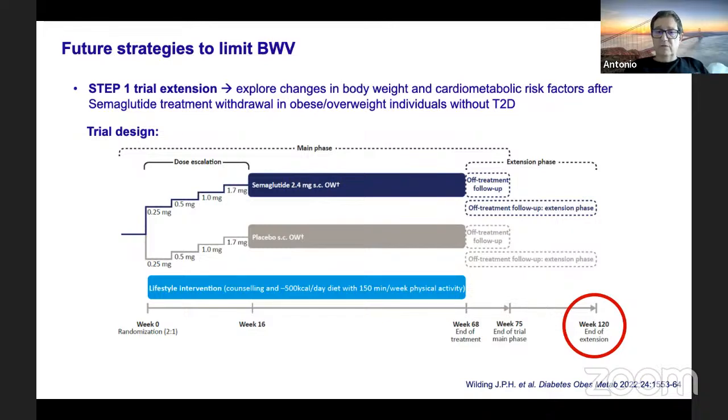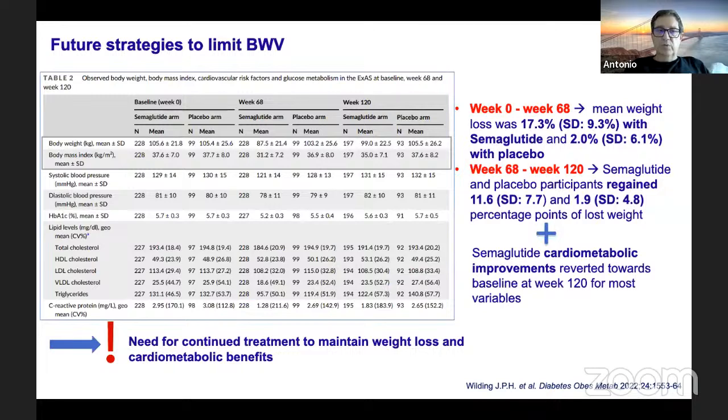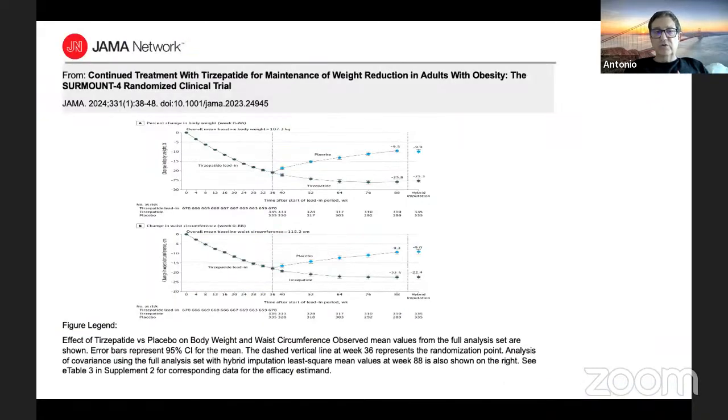The issue is that when you stop, there is a regain of weight. You see, for example, for the STEP 1 trial, looking at the extension of this trial, people were really regaining weight. So stopping the treatment, the majority of the people were regaining weight. And this is true also for semaglutide, for tirzepatide. You see here, people who were continuing the treatment were reaching almost a steady state, so no more weight reduction, but keeping the weight reduction, but who was stopping the treatment was regaining weight.